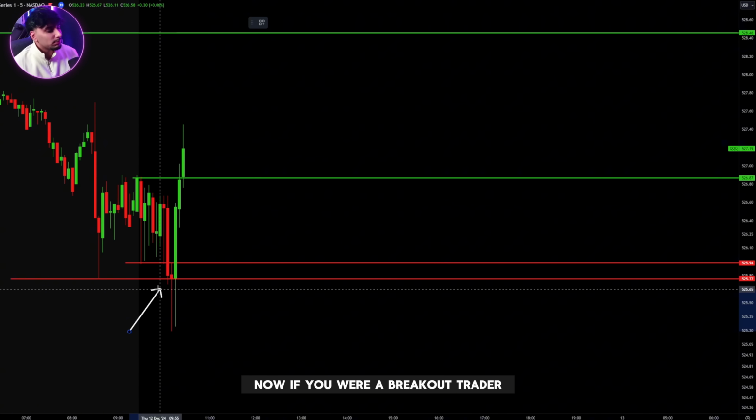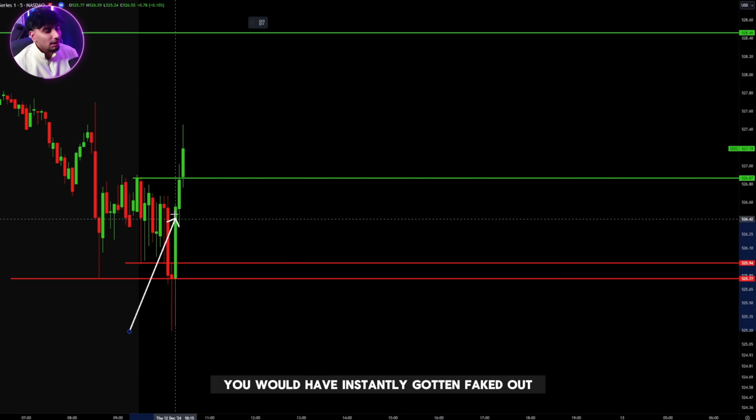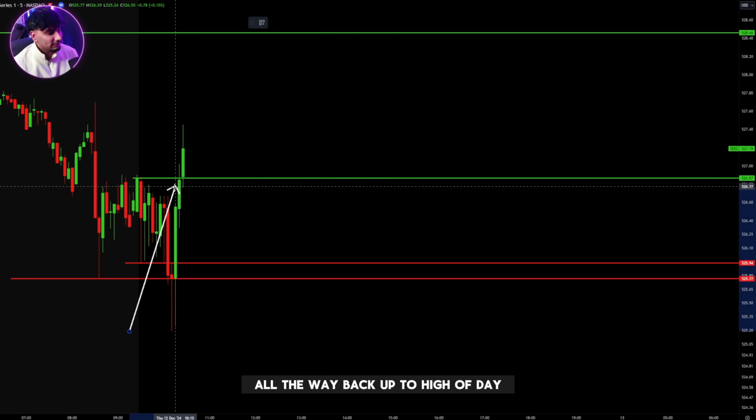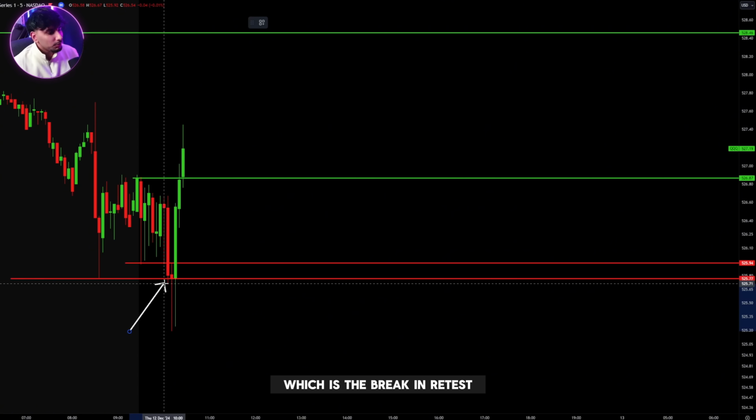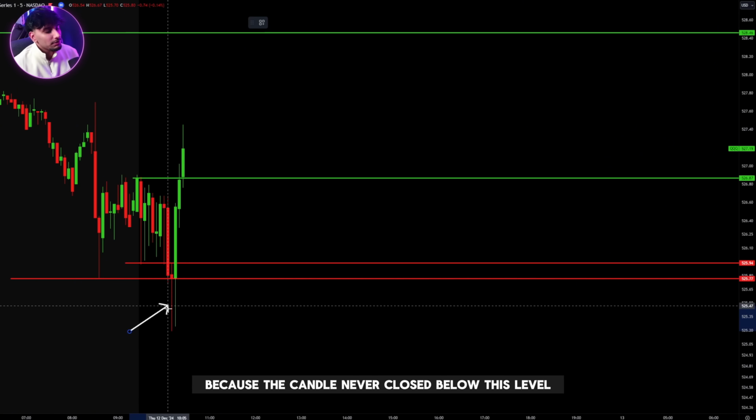Now, if you were a breakout trader looking to go short on this name, you would have instantly gotten faked out all the way back up to high of day. Along with this, even with our setup, which is the break and retest, we wouldn't have even considered this a potential retest. Why? Because the candle never closed below this level.